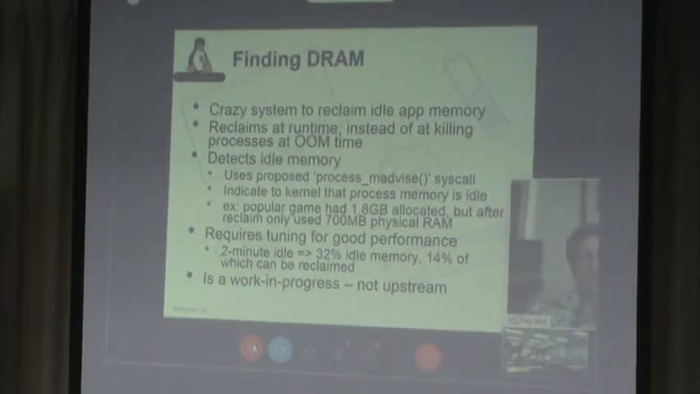Embedded systems are always running out of RAM just because they don't have enough. They never have enough. So this is a talk by Google about a crazy system to reclaim idle app memory. So it reclaims memory at runtime instead of killing processes at boom time with respect to apps. So it has a whole system for detecting what it considers to be idle memory.